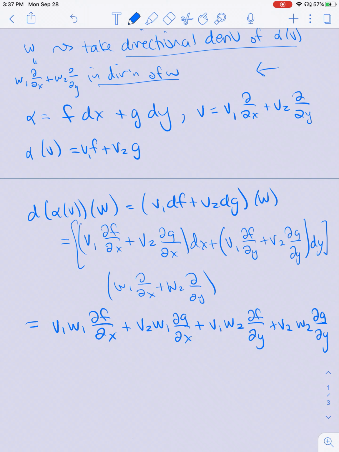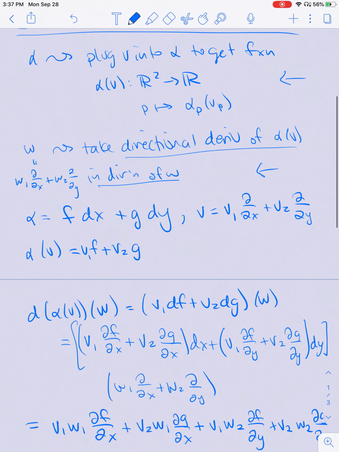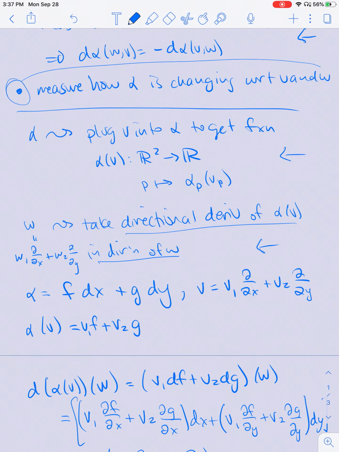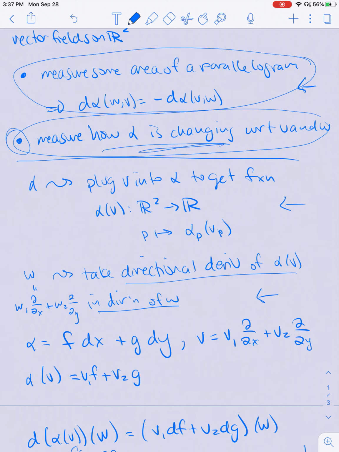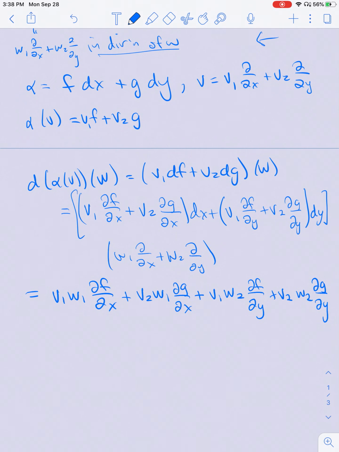Okay, and so this is some sense of what I could do to compute how alpha is changing with respect to v and w. But I could also switch the order of v and w, and I won't get the exact same thing, right? What I want is to measure how alpha is changing, and then when I switch the order, get the negative of what I got before. So I'll put this in a box. So this is d alpha of v in the direction of w.